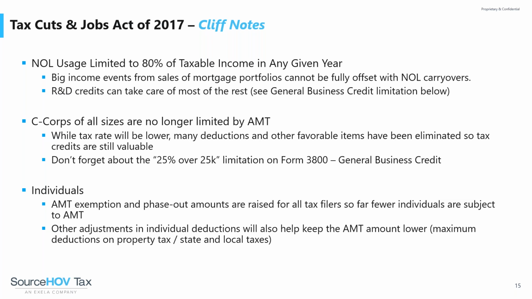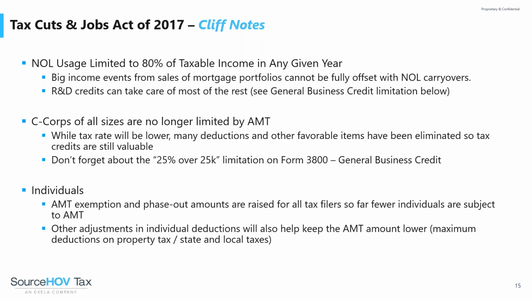For married filing jointly, it's about 110,000. And the phase out of that increased from about 160,000 to $1 million. So you don't even phase out on that till you get over $1 million of taxable income. And so more people are getting the benefit of that exemption. So fewer people are in AMT.